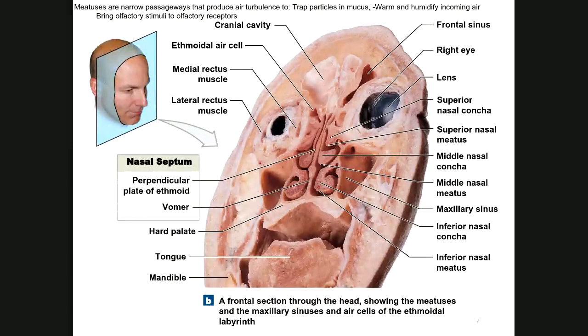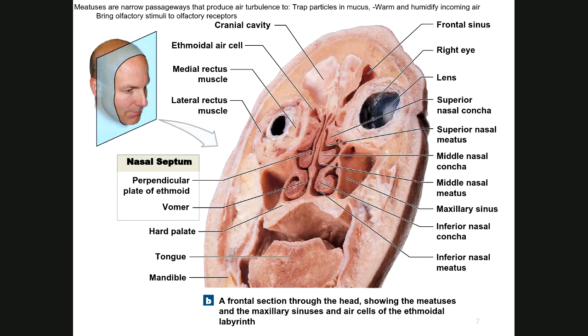Remember what we learned in 2401, that the nasal septum is made of the perpendicular plate of the ethmoid and the vomer. And those are the passageways that bring the air. The inferior nasal meatus goes with the inferior conchae, the middle conchae with the middle nasal meatus, and then the superior conchae with the superior nasal meatus. Nose bleeding is very common because of the many blood vessels in the nasal cavity.